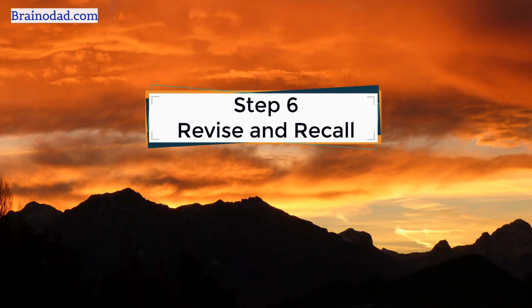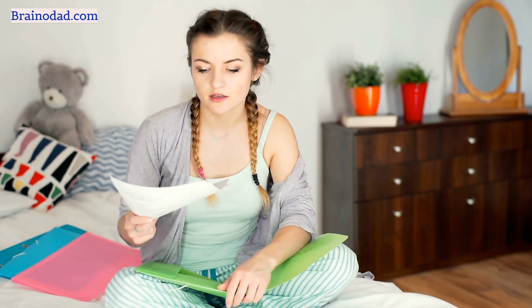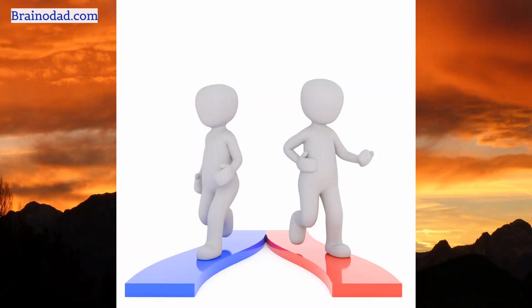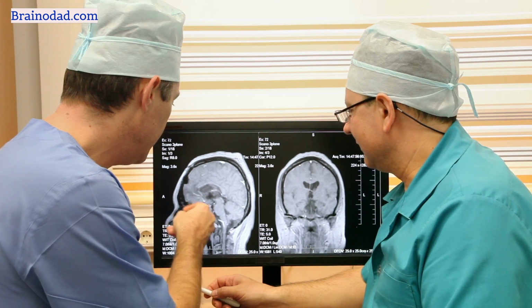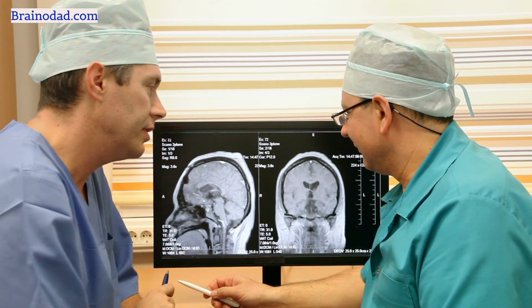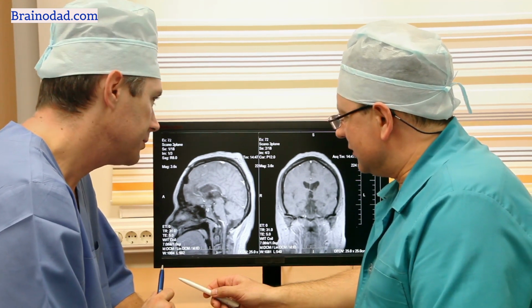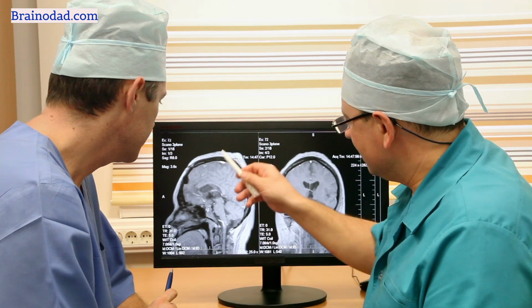Step 6. Revise and recall. This is the most important step one should never miss while studying. Recall all that you have studied so far at regular intervals. There are two sections in the brain where information is stored. One is the long-term memory and the other one is the short-term memory. The information stored in the short-term memory fades away with time, whereas the information stored in the long-term memory gets imprinted in your memory and remains there for a long time.